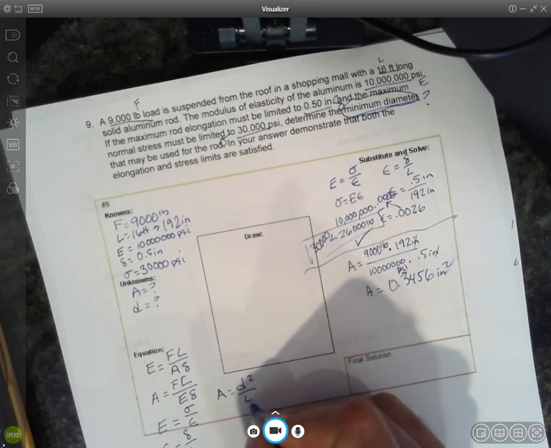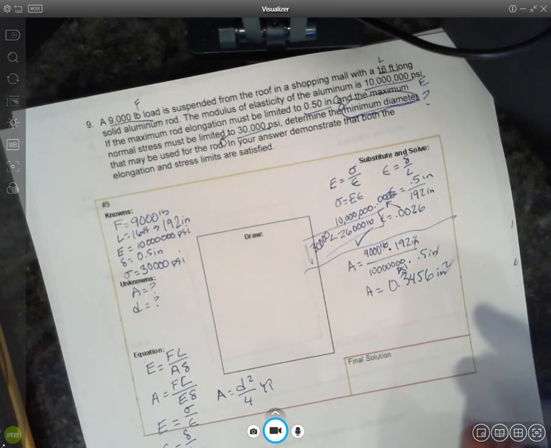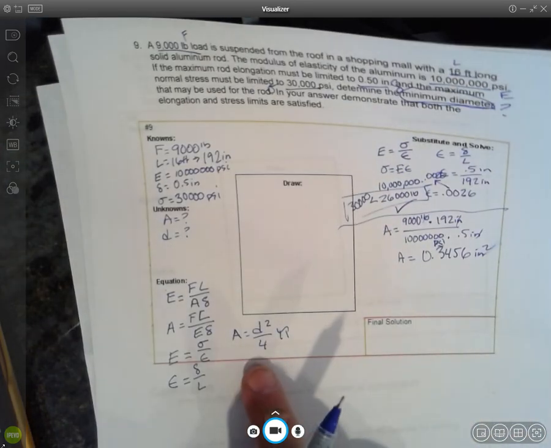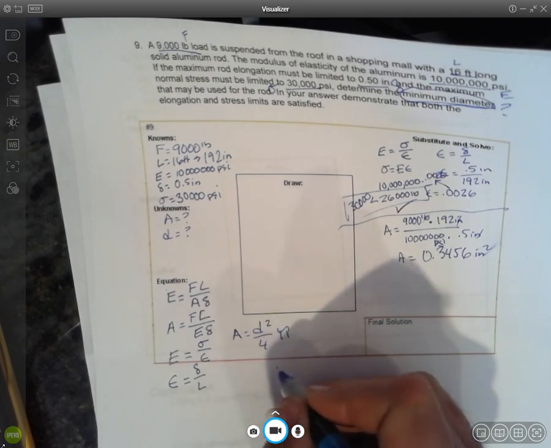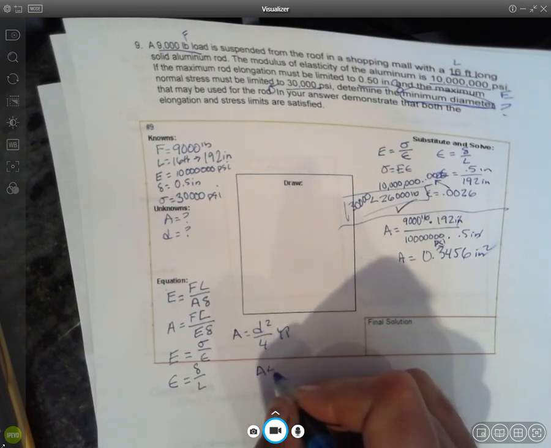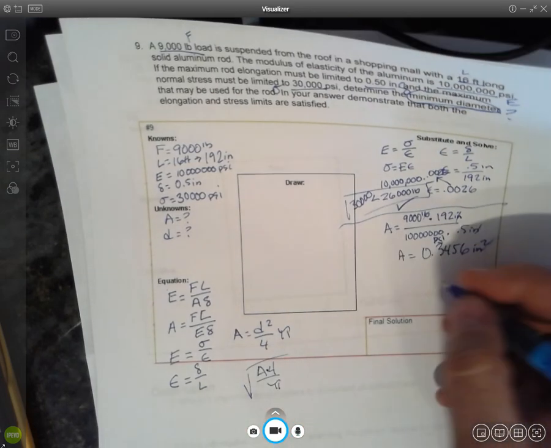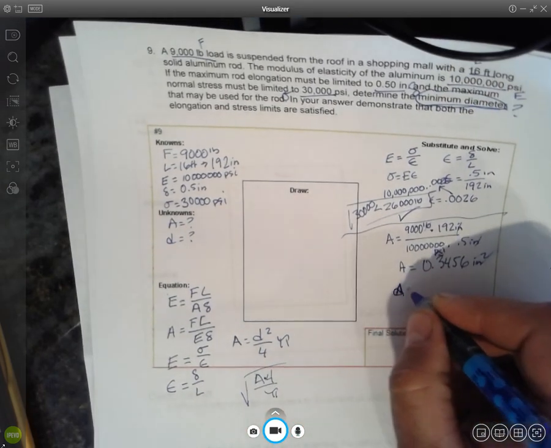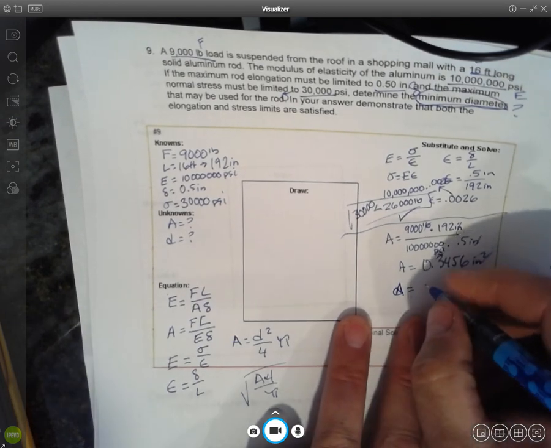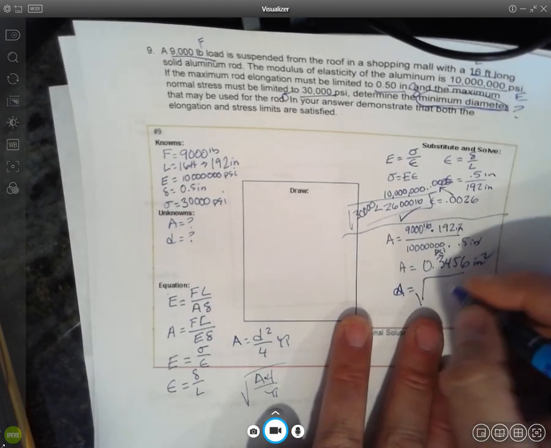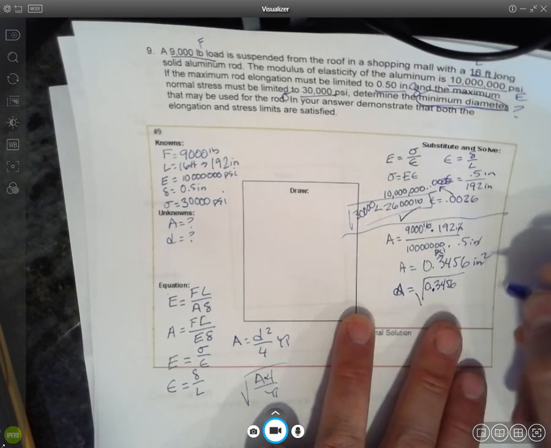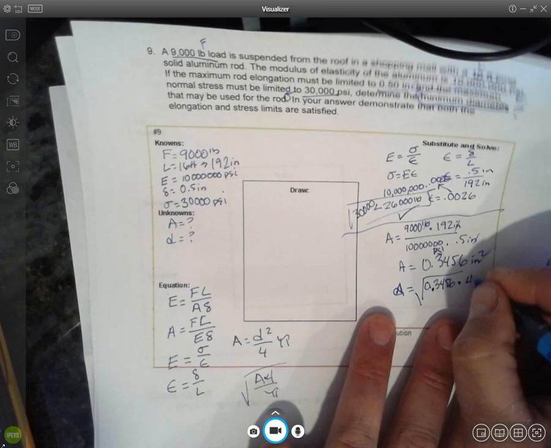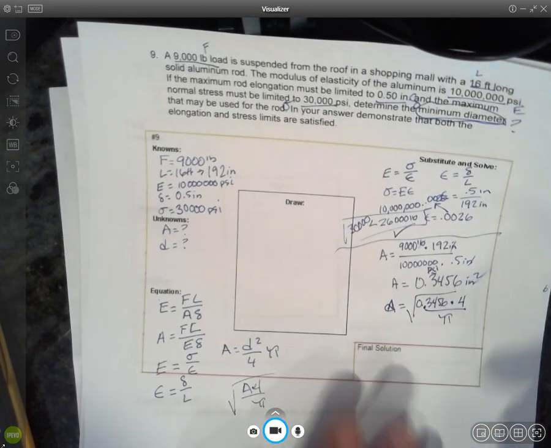Now, our last formula that we need is the area formula with diameter. So diameter squared over 4 times pi. And if we were to solve that formula for diameter, we would say that area times 4 divided by pi, and the square root of that. So the diameter will be equal to the square root of 0.3456 times 4 divided by pi.